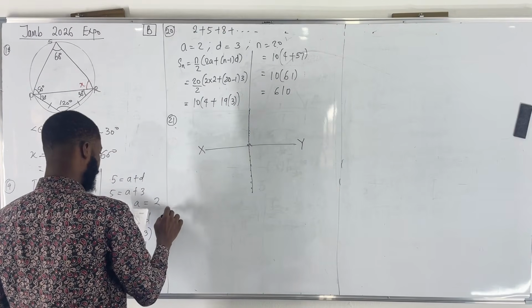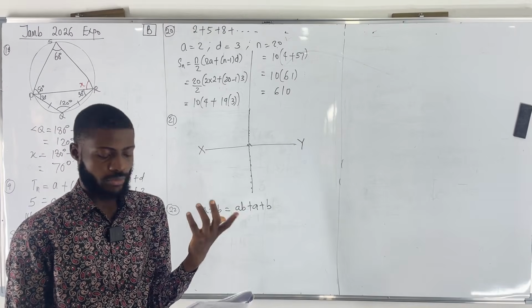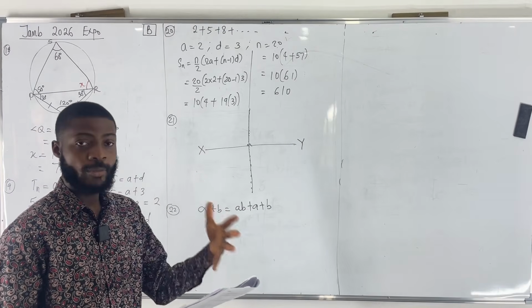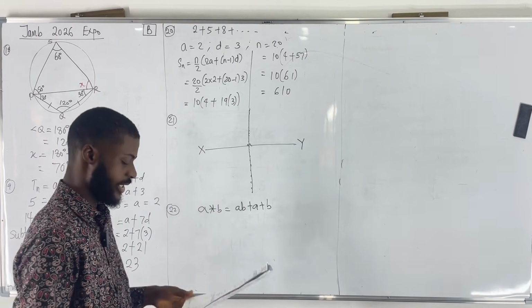So next, question 22. A binary operation is defined on the set X equal to this. You have to compute whatever. Please take notes. When you have a question like this, you are concerned about the definition. A operation B is equal to AB plus A plus B. Most certainly, for your level, you won't really be bothered about the set. Now, what that set means is, any number I want to pick as A and B has to come from these numbers. That's what I'm trying to say.